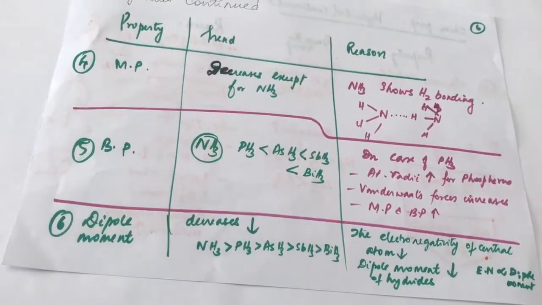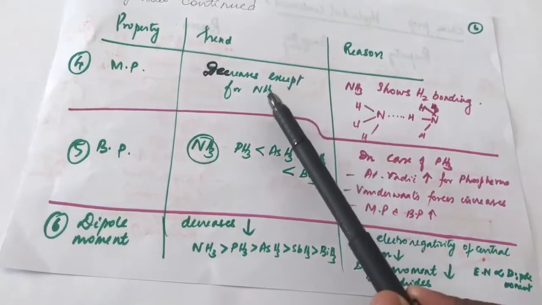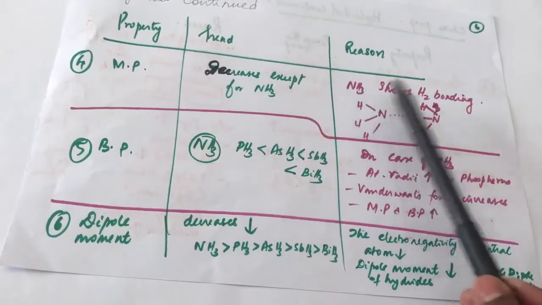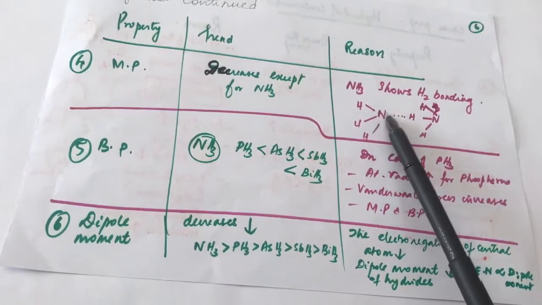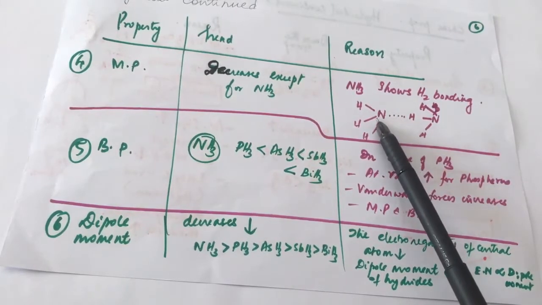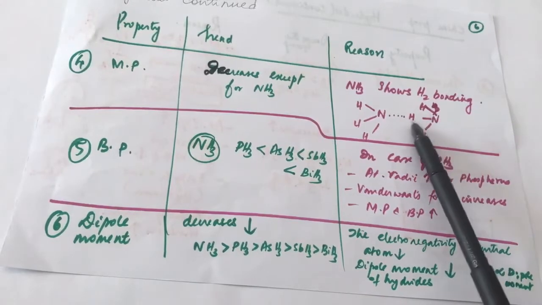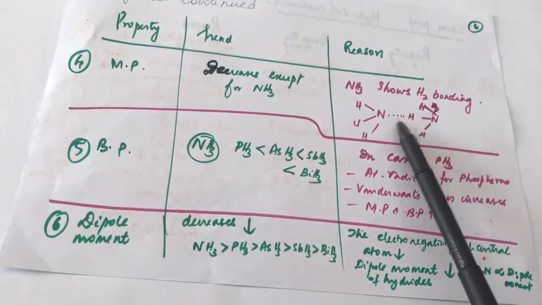Okay, you can see that the melting point here decreases, except for ammonia, which I have written. Now why is it so? Because ammonia shows hydrogen bonding. You can see that here. Nitrogen is electronegative, and it is a small molecule, so it can form a hydrogen bond with the adjacent ammonia molecule. Can you see that now?